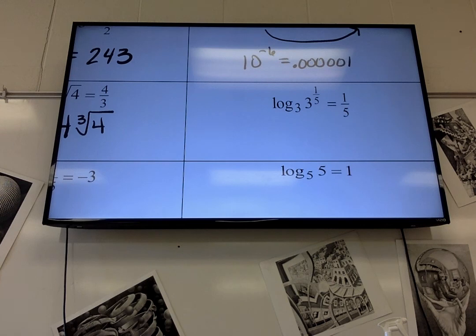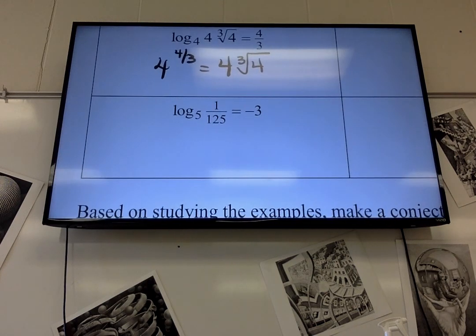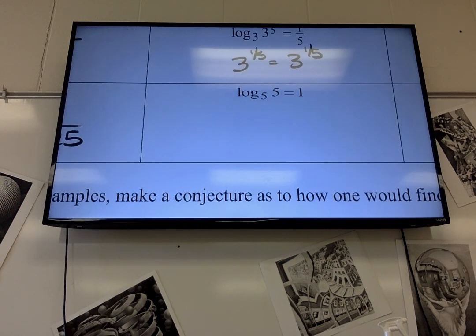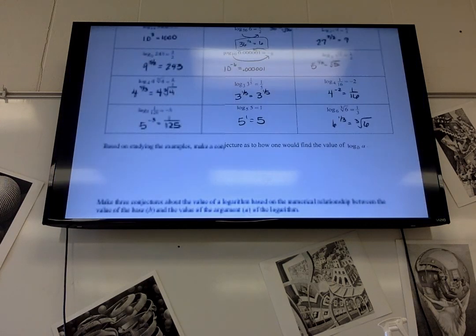What about this one, Isella? That's 3 to the 1/5 equals 3 to the 1/4. Kind of makes sense. Amaria, this one? 4 to the -2 equals 1/16. Excellent. Shelby? 5 to the -3 equals 1/125. Yep. Jose? 5 to the 1st equals 5. Yep. And then this one, I'll do it. 6 to the 1/3 equals the cube root of 6. All right, good deal.